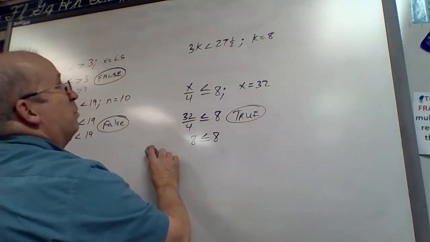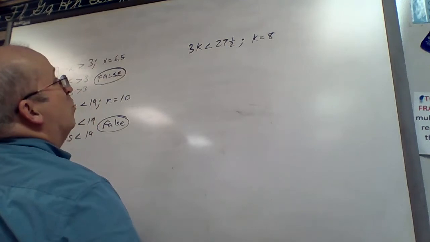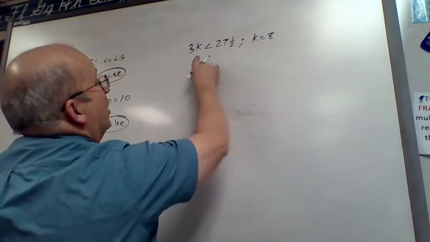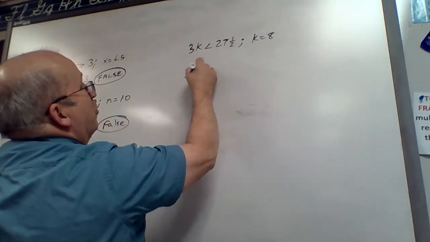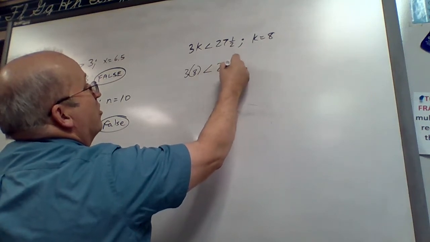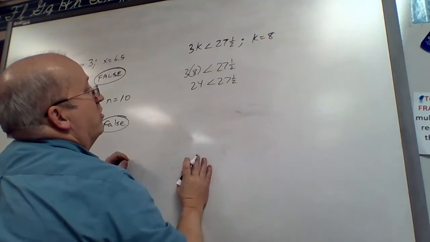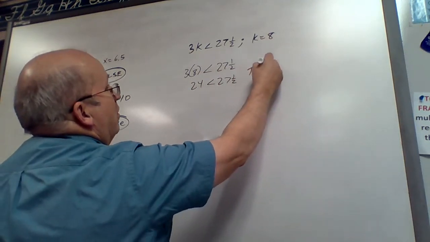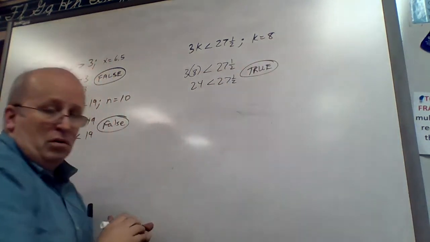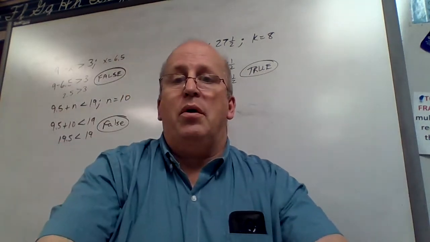And finally, the problem above it. What if I take this 8 and I put it right here? Is 3 times 8 less than 27.5? Well, 3 times 8 is 24. Is that a true statement? Yes, it is. It is true. Okay, let's see if I can pause it correctly.